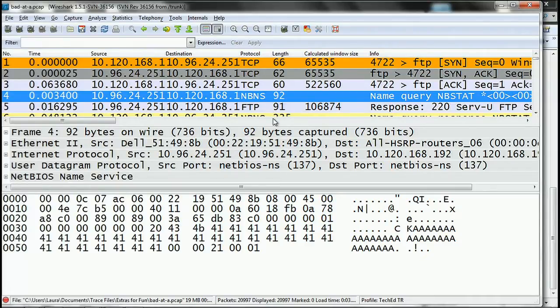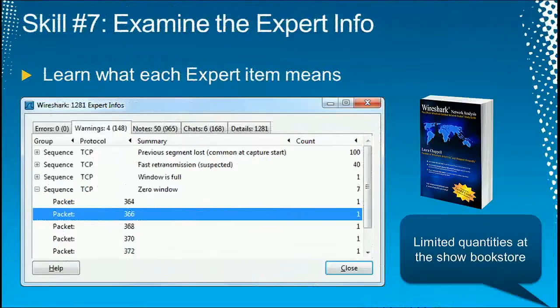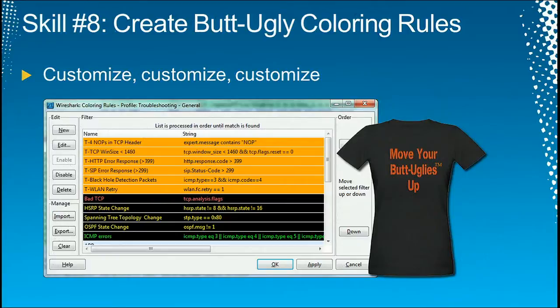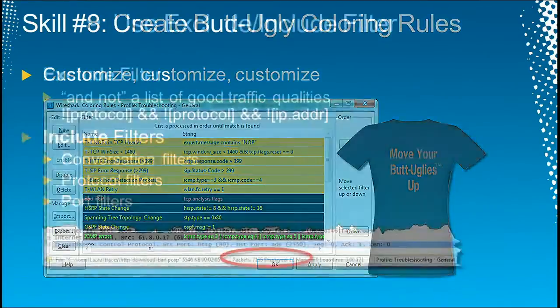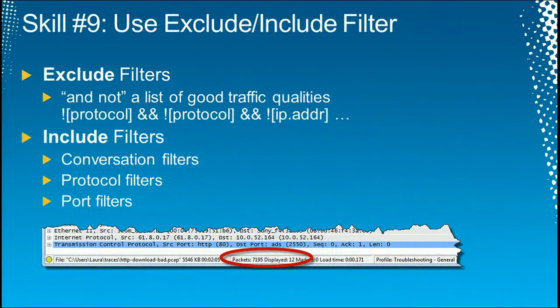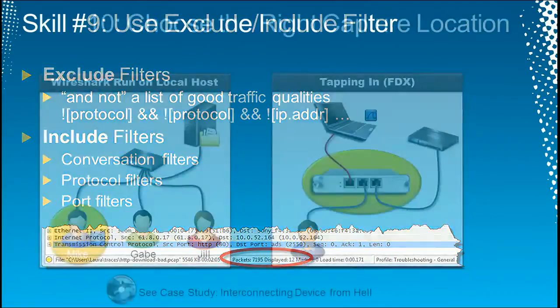All right, the last thing I'm gonna do, you guys, I just wanna finish up going through the list, because there's a bunch of these that I've shown you already. Create your butt ugly coloring rules, and make sure you move your butt uglies to the top so they get caught before Wireshark's default coloring rules, because they're processed in order. Also, use include and exclude filters. On the lab kit, you're going to see me building these display filters to show you how that works. Put the exclamation point to say, I'm not interested in ARP traffic. I'm not interested in this IP address traffic.